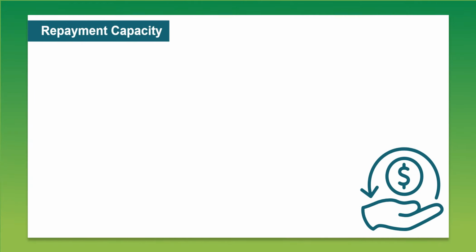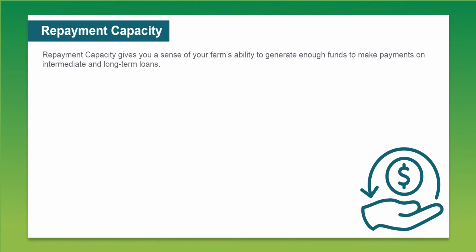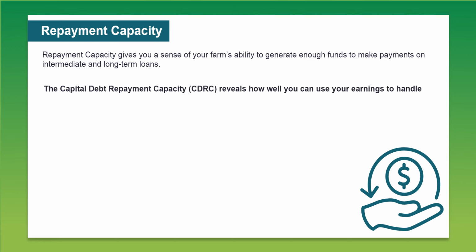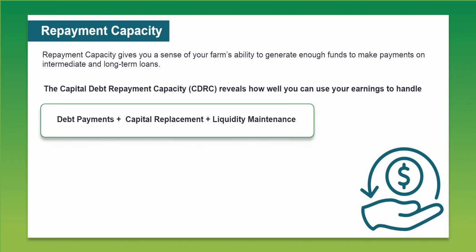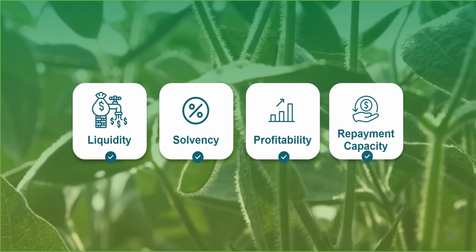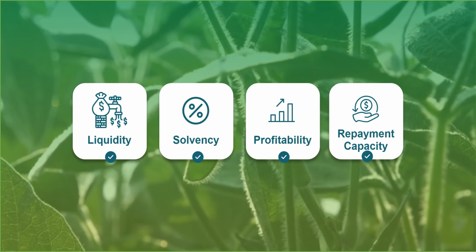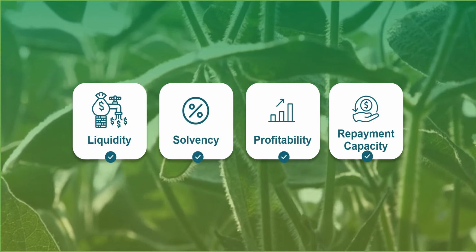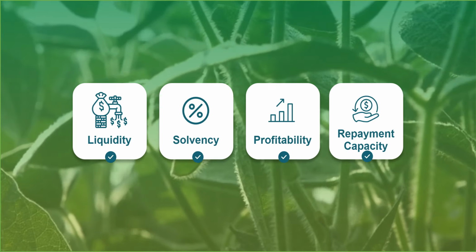The fourth key ratio measures repayment capacity, which gives you a sense of your farm's ability to generate enough funds to make payments on intermediate and long-term loans. The capital debt repayment capacity, or CDRC, reveals how well you can use your earnings to handle debt payments plus capital replacement plus liquidity maintenance. To work out this ratio, you'll want to utilize your cash flow statement. These ratios help you understand if your farm is in a good position financially to repay term debts on schedule. Let's look at each of these in more detail, using some examples.